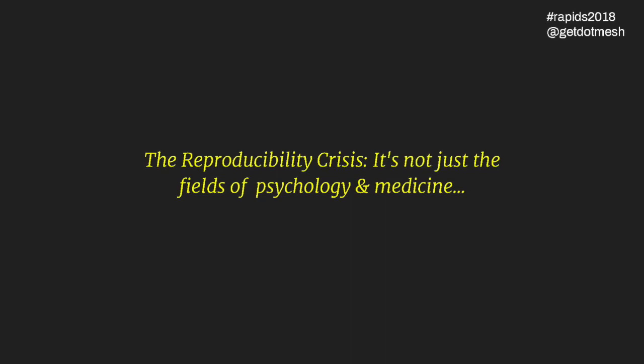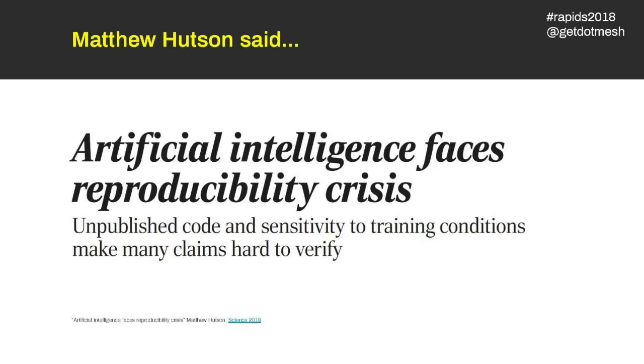So the reproducibility crisis is not just in the fields of psychology and medicine where I live. AI is facing the same issues. And there's a nice article that's recently been published in Science you can have a look at, where he points out a very quick thing that the AI folks and the computer folks in research are actually doing very similar things. We're not sharing code.